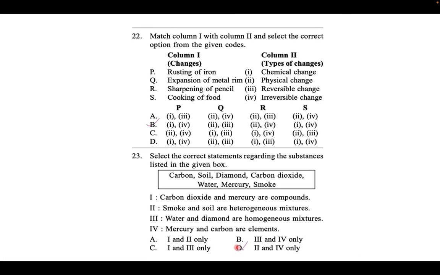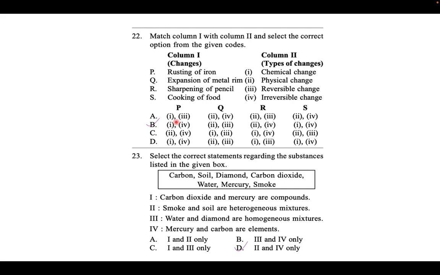Rusting of iron is a chemical and irreversible change. Expansion of metal rim is a physical and reversible change. Sharpening of pencil is a physical and irreversible change. Cooking of food is a chemical and irreversible change. B is the answer.